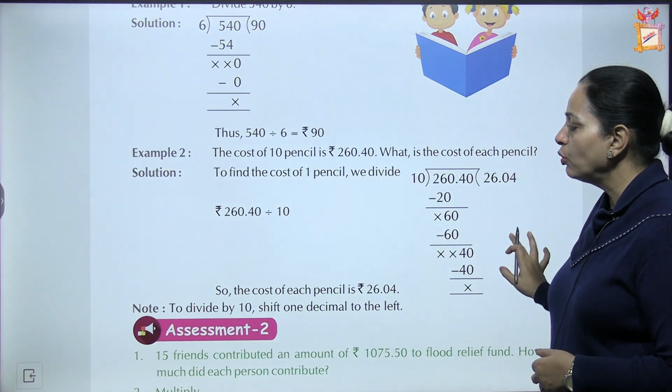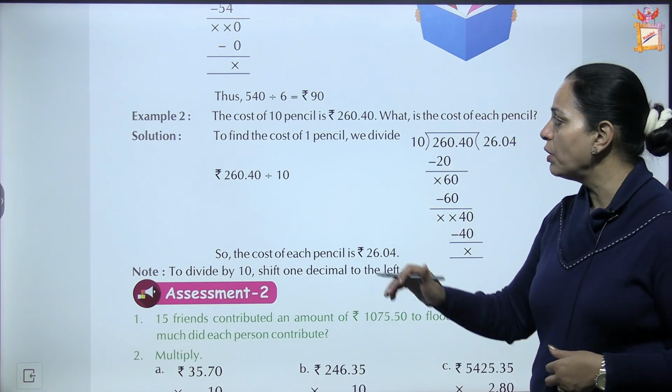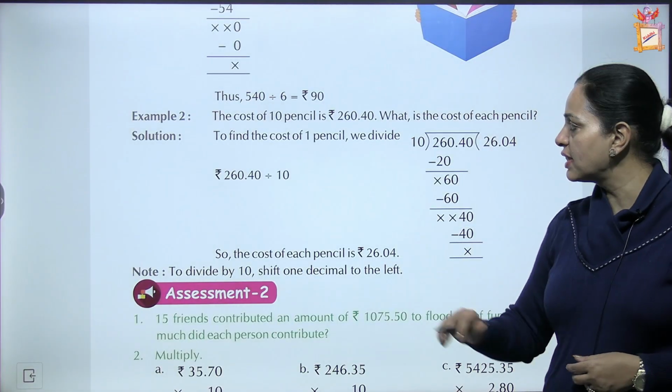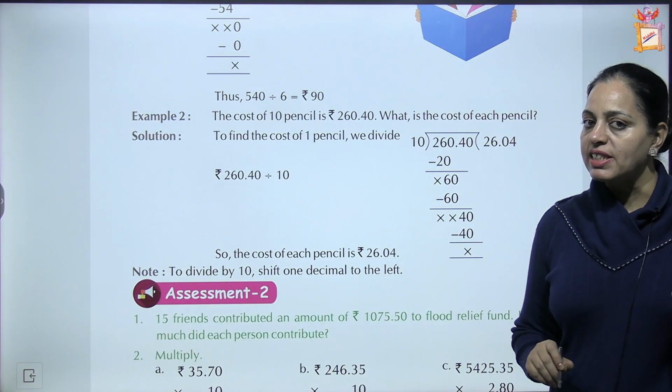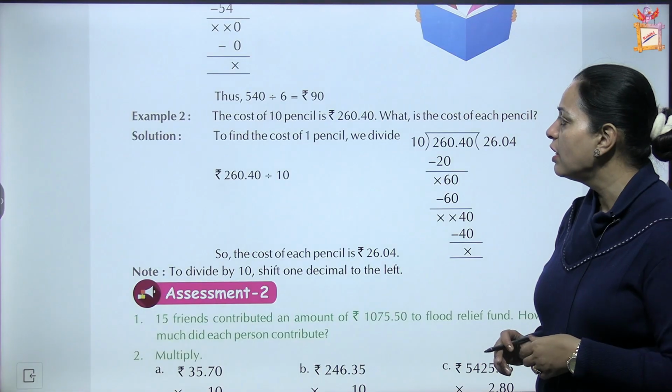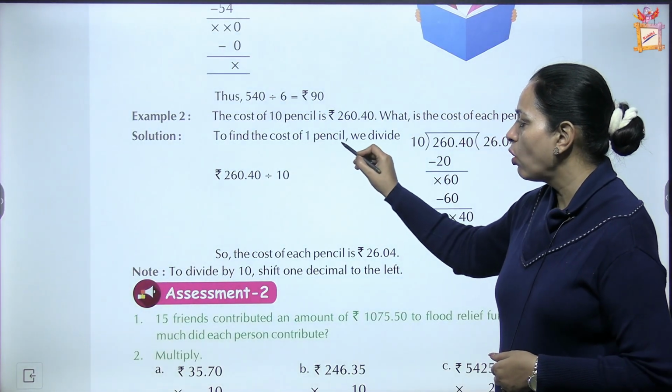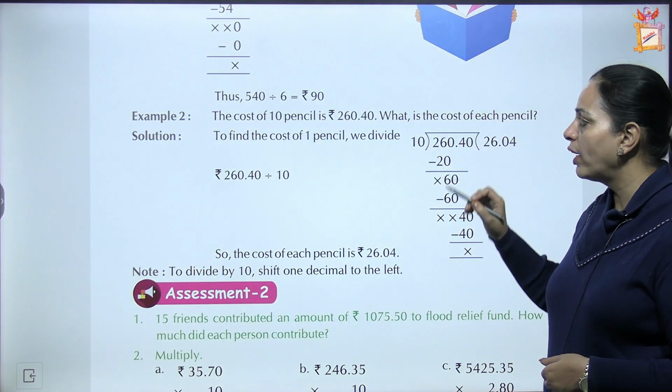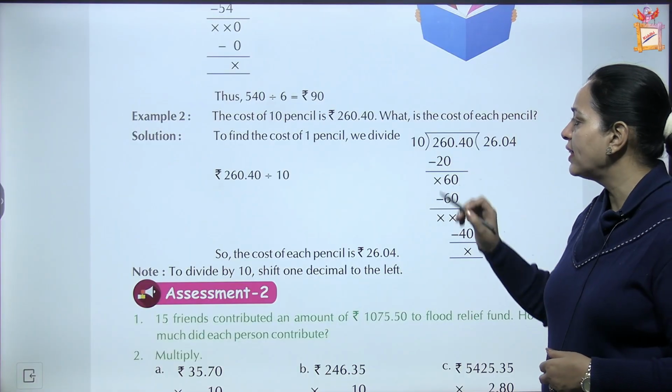Now example 2, the cost of 10 pencils is rupees 260 and 40 paise. What is the cost of each pencil? One pencil, it means division. So we have to find the cost of one pencil. We divide 260 and 40 paise by 10.